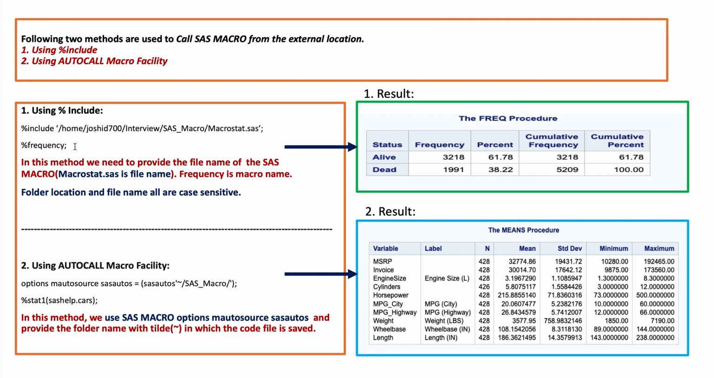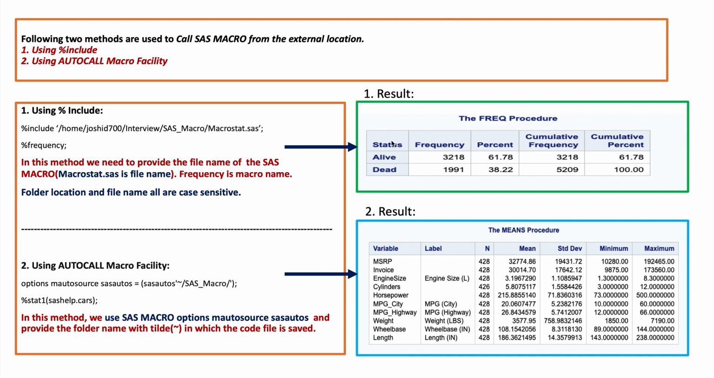When we run the two lines of code, it will produce the result as shown on the right side, first table. It gives the frequency procedure. That means it produces the frequency of the status variable.